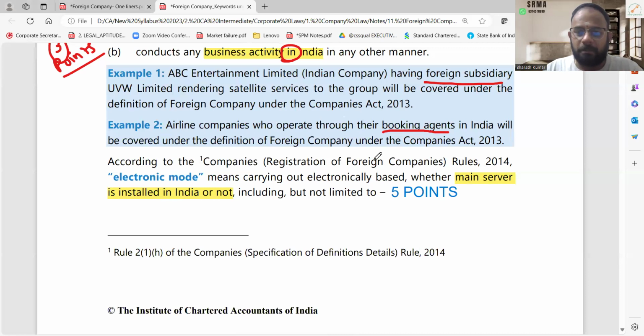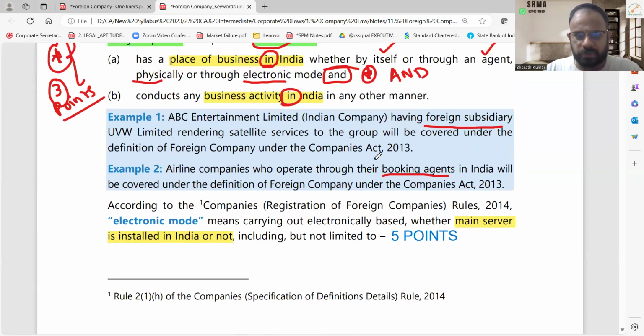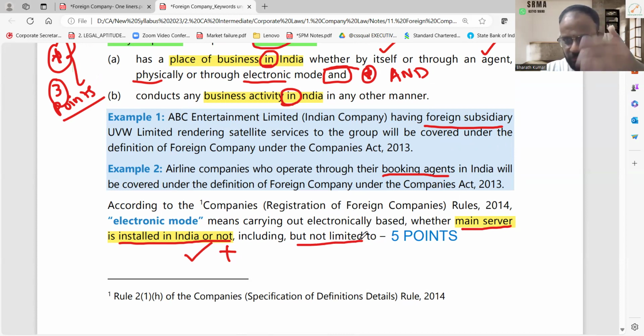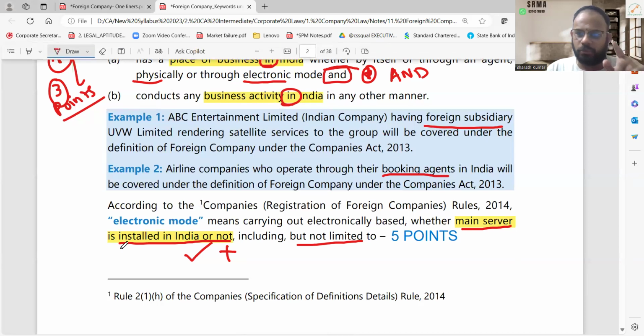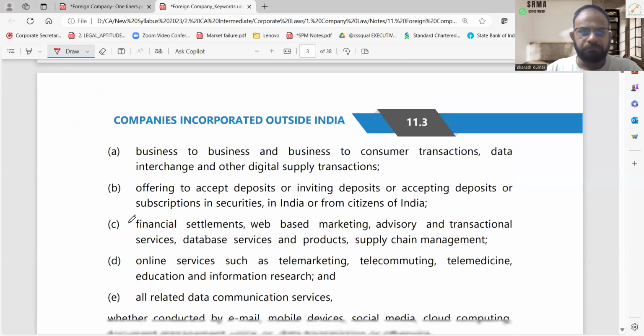Now, according to the Companies (Registration of Foreign Companies) Rules, electronic mode means what? I told electronic mode is important. Yes. Electronic mode means electronic base where the main server, whether main server is installed in India or not, it can be or it need not be, but not limited to. That means there will be some points to be shown. I am not bothered about where the main server is. I am bothered about the 5 points. What are that 5 points, which we have already showed in the one-liner? 5 points.